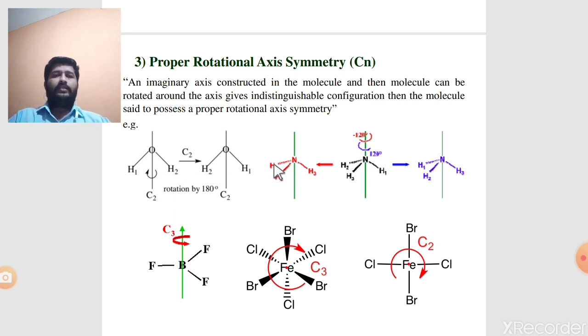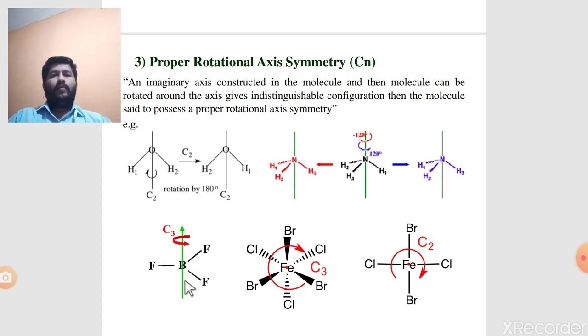Then the second example, ammonia: central nitrogen with three hydrogens. The hybridization of this nitrogen is sp3 with one lone pair, and the geometry is pyramidal. Through this central nitrogen an imaginary axis is constructed and the molecule is rotated around this axis by 120 degrees. It gives three indistinguishable structures, meaning this ammonia molecule shows C3 symmetry.